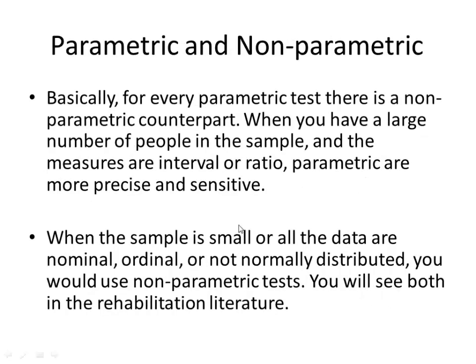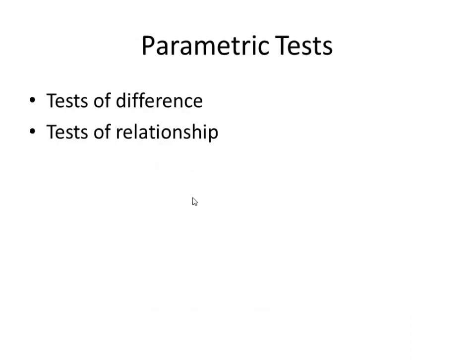Basically, for every parametric test, there is a non-parametric counterpart. So when you have a large number of people in your sample and you have data measured on an interval or ratio scale, then the parametric tests are more precise and sensitive. But when you find that your sample is small, or all the data are measured using nominal or ordinal scales and are not normally distributed, then you will end up using a non-parametric test. So basically, the data that you have determines the test that you do.